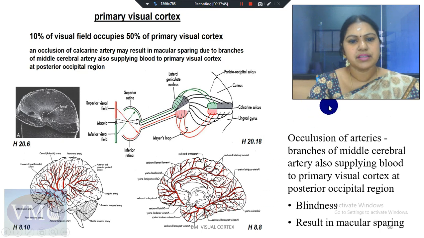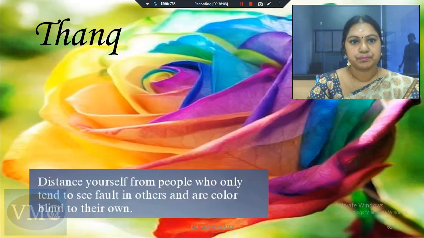So if there is any injury or occlusion of the arteries supplying your cortical areas, it results in blindness, but with macular sparing. So the finer details, because the macula has a wide representation in the cortical areas, the information from the macular area is spared. Thank you.